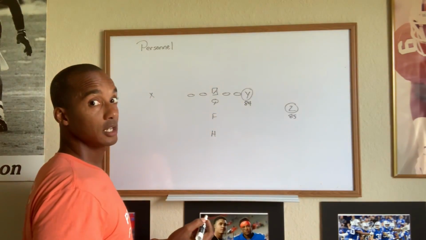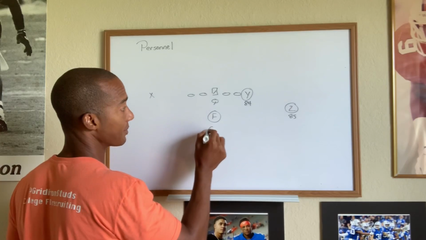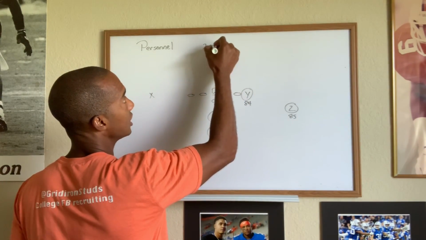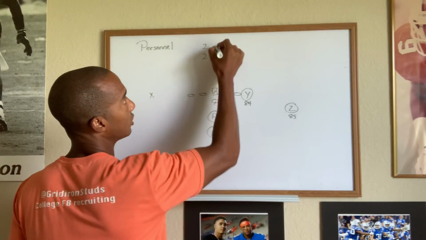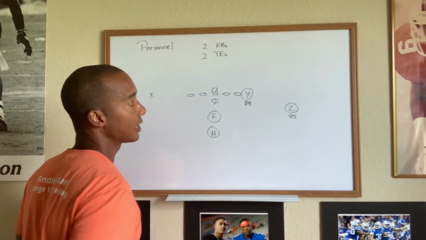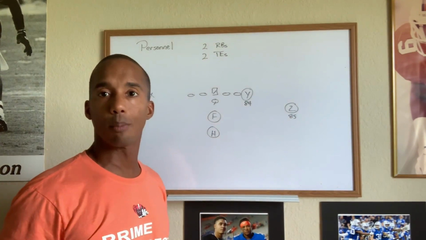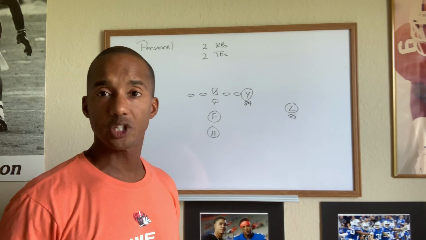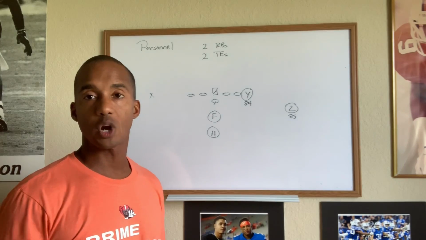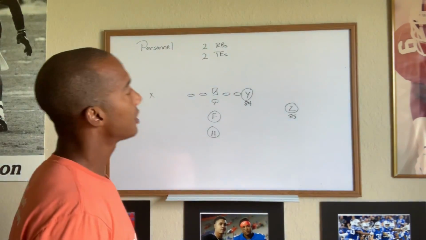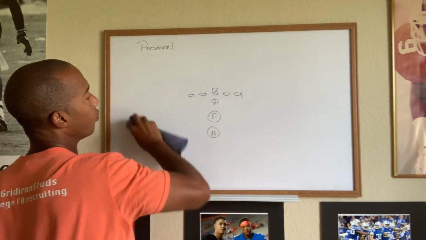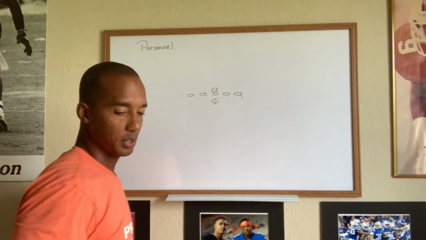So this is going to be 22 personnel because we have 2 running backs and 2 tight ends in the game. It's 22 personnel, 2 running backs, 2 tight ends. It doesn't matter where this guy lines up. We're more interested in the personnel, and I will explain to you in a minute why we would be concerned with that when we're trying to match up as a defense.